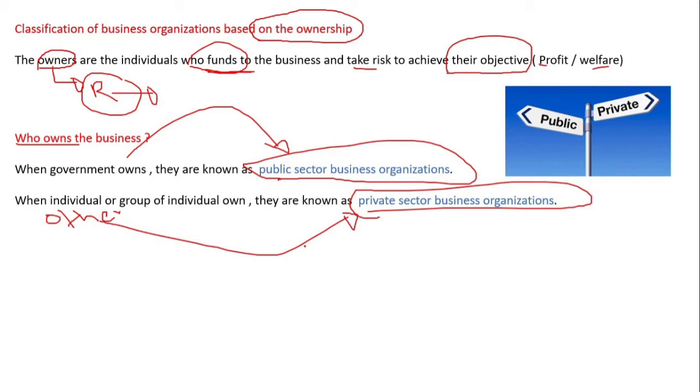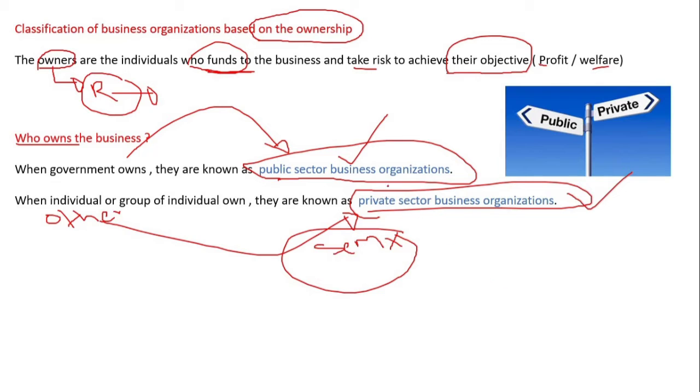Another type of business organization is there, semi-government. That is not in your syllabus. You can forget about it. We have only two types of business organizations according to ownership: public sector business organizations and private sector business organizations.